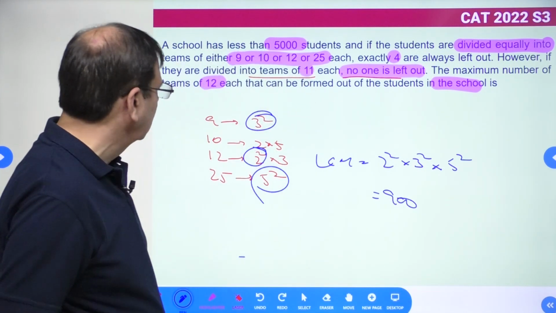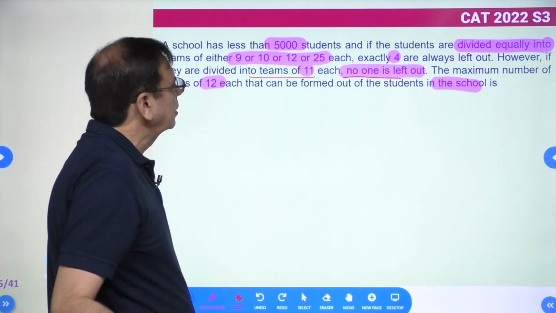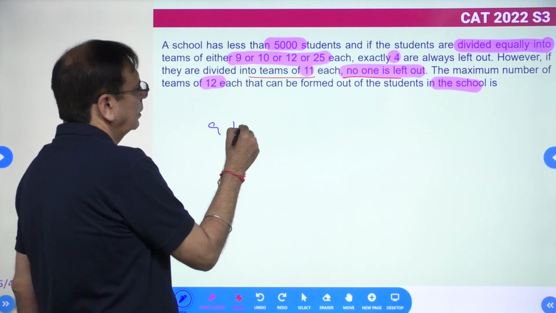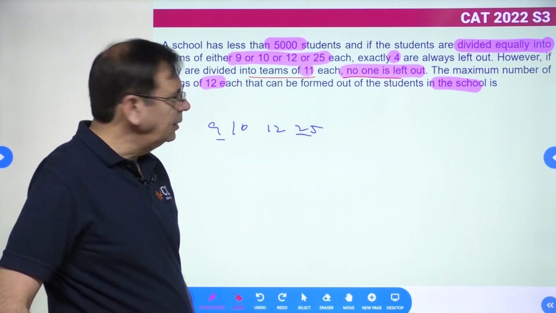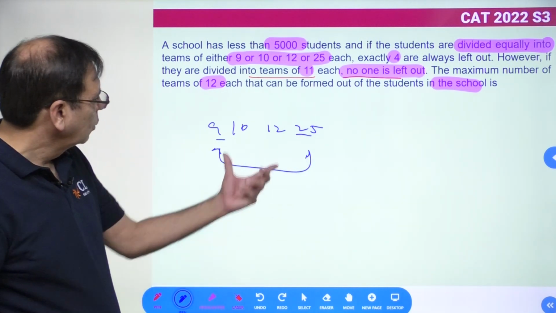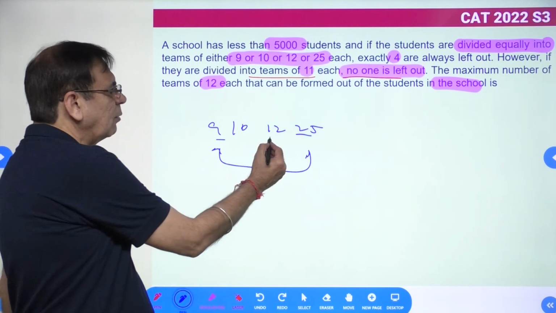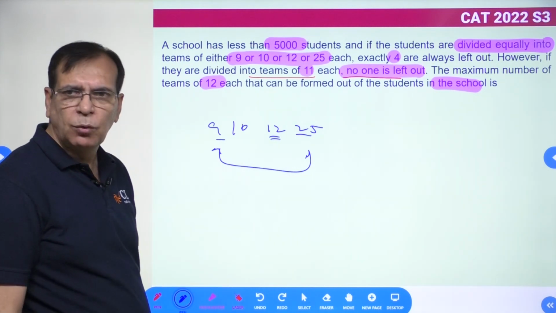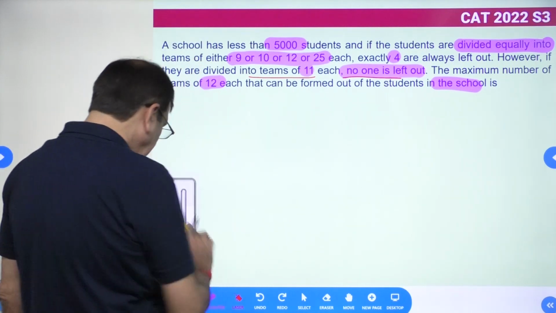So that is one way of finding the LCM. I work slightly differently most of the time. I will not do this. I will say 9, 10, 12, 25. I directly did 25 into 9 because I know there is no common factor between 25 and 9. So 25 into 9, 225. Okay, but this is giving me 4 also. So 225 into 4, 900. That is the way I would do it, but you can choose your method. Okay, so the LCM is 900.